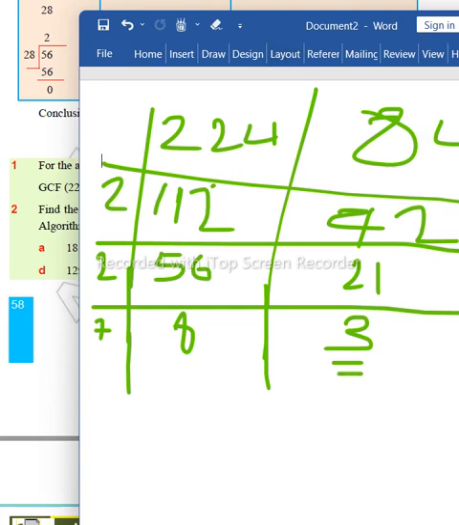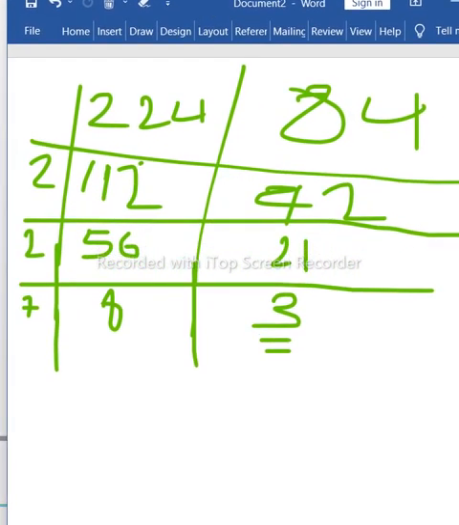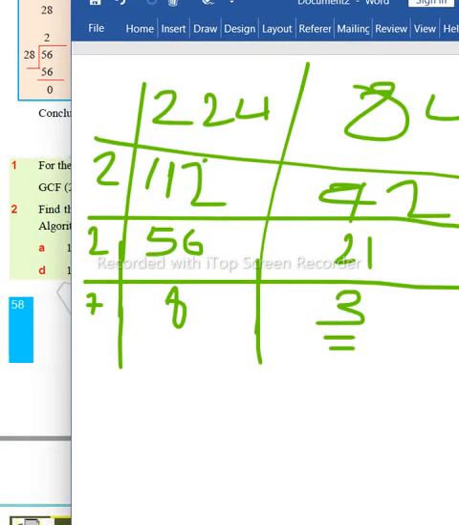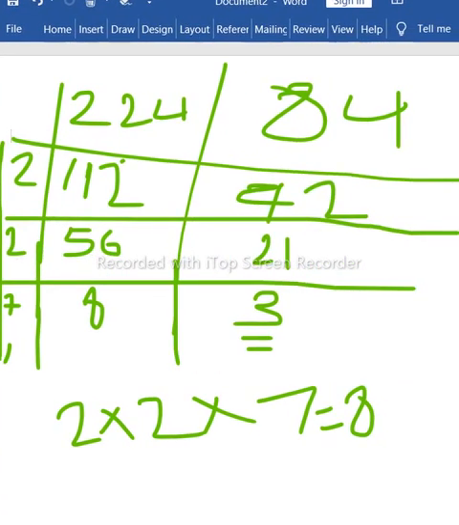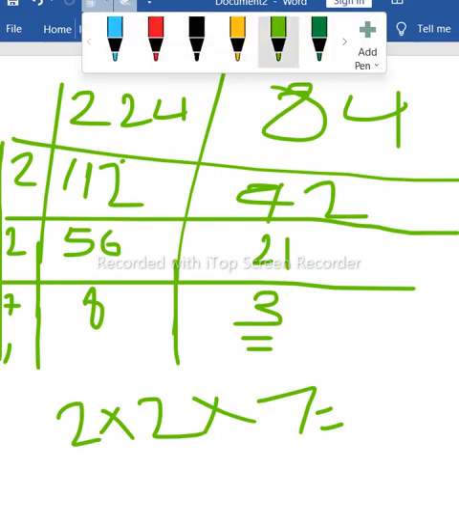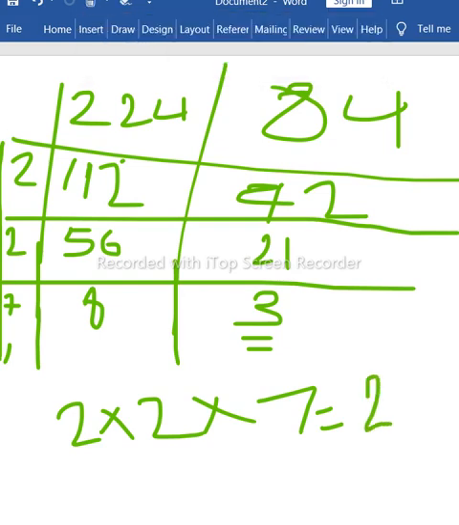Now we have to stop dividing, and we try to get the greatest common factor of this. We have to multiply these numbers only: 2 times 2 times 7, we get 28. So when we multiply this, 2 times 2 is 4, 4 times 7 is 28. 28 is the greatest common factor of these.